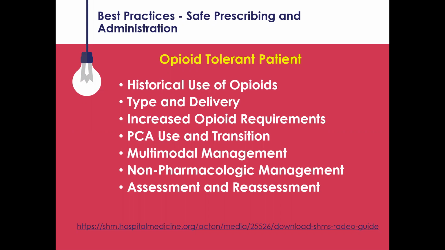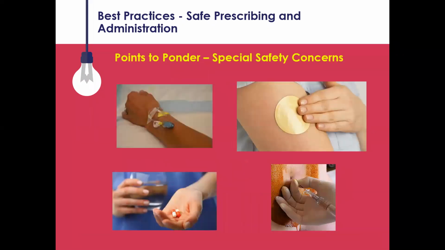Be sure to include any additional or unique requirements for this population. There are some special safety concerns for patients who receive opioids from multiple sources simultaneously. So it's important to be cognizant of multiple sources used at once.